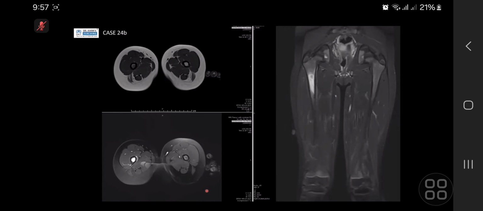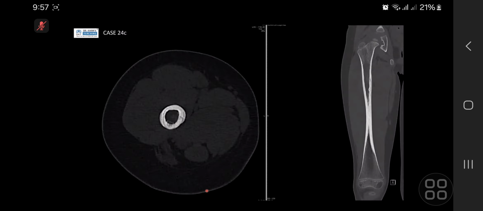I would like to do a CT scan of this. So on this axial and coronal CT scan, I see that there is a diffuse cortical thickening seen in this proximal femoral diaphysis, having a bone within bone type of appearance. So this could represent congenital conditions like osteopetrosis or infections.